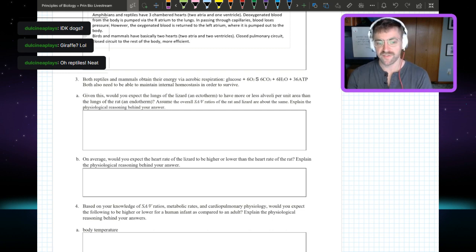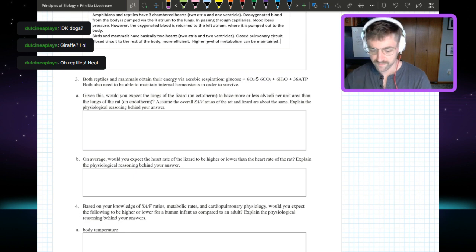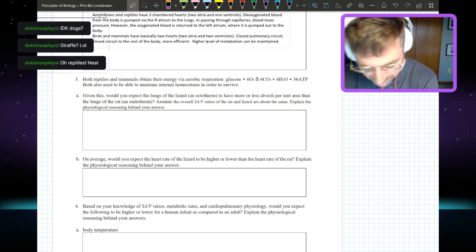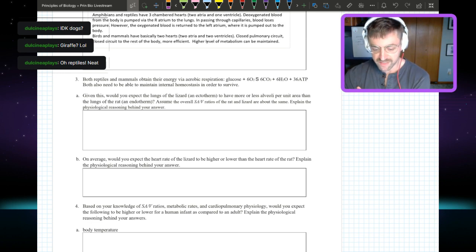As a result, higher levels of oxygen can be delivered per unit time, and a higher level of metabolism can be maintained. Cool. Both reptiles and mammals obtain their energy via aerobic respiration. Glucose is oxidized, etc. Both also need to be able to maintain internal homeostasis in order to survive.